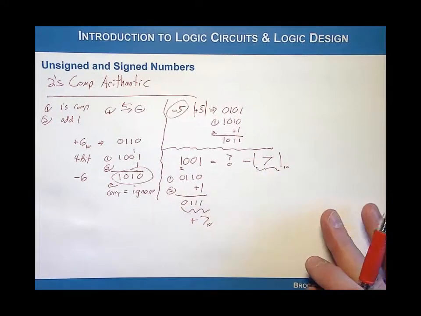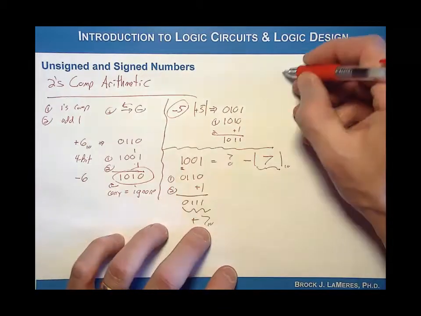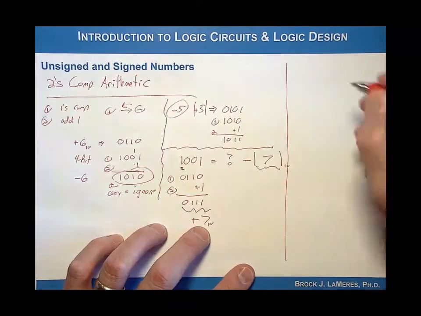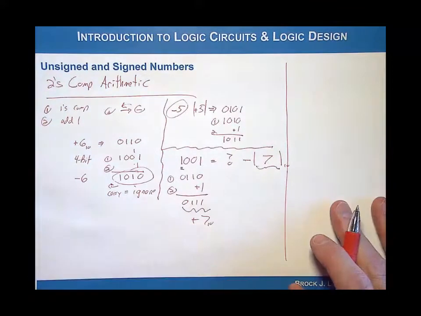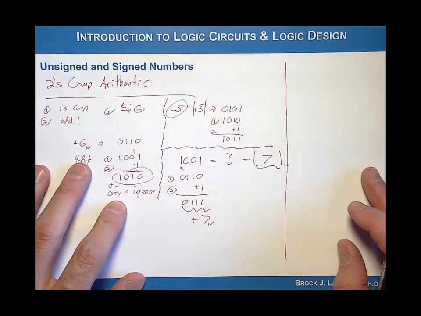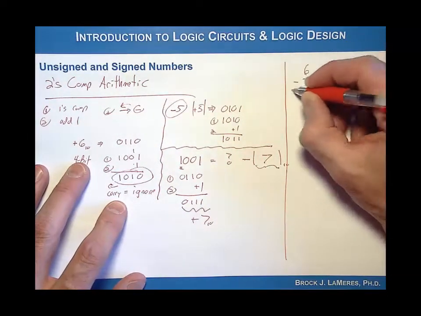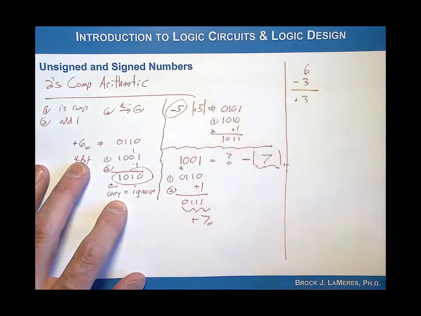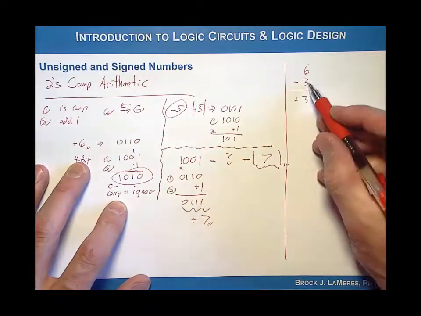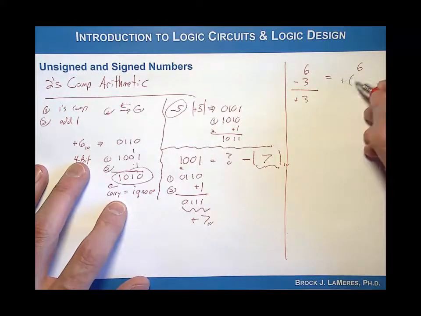Okay? All right, so 2's complement is a very powerful thing because if you think about arithmetic, if I have the ability to represent numbers as negatives, then I can actually perform subtraction using addition. A simple example of that is, let's say I had 6 minus 3, and the answer is obviously positive 3, but if I had the ability to represent a negative number, I could say that that's equivalent to 6 plus a negative 3.